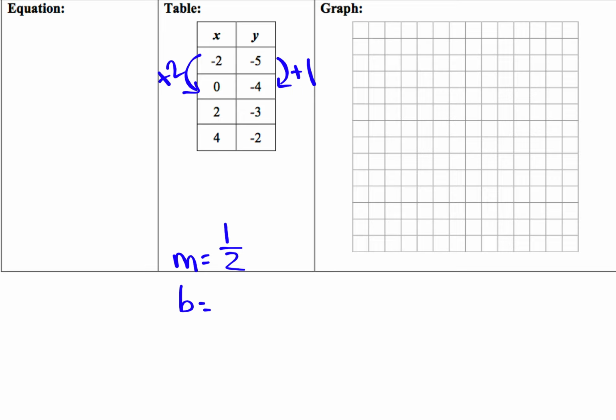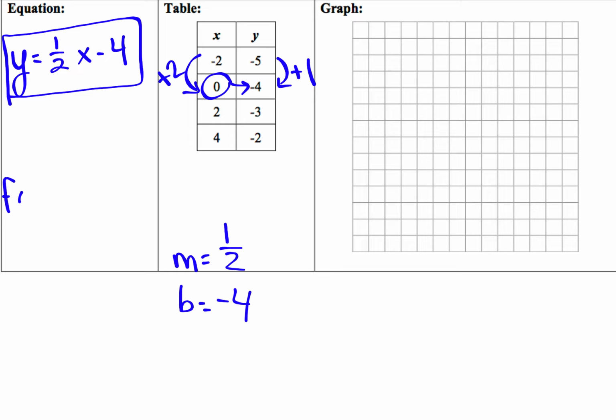The y-intercept is found by finding the input of 0, and it's the number that is the output. That's the y-intercept. With that information, we are ready to write our equation. y equals 1/2 x minus 4, putting the slope in front of x and the intercept out as the constant term on that side. This also could be written in function notation, which would look something like this, just changing the y to an f of x.